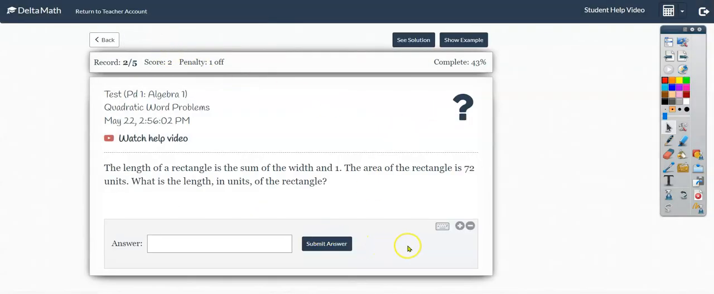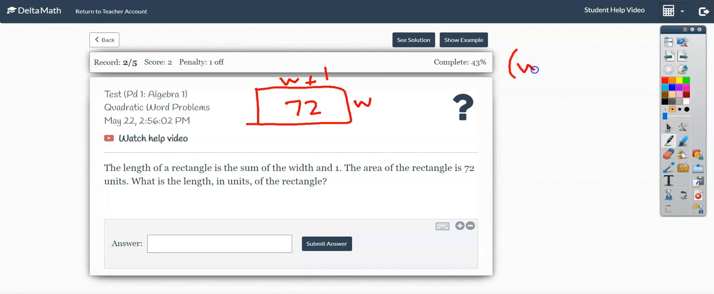One more time. Looks like we're back to our rectangles here. The length of a rectangle is the sum of the width and 1. So we don't know the width, but the length is the width plus 1. The area is 72. Again, we have that same 72. So it looks like we have an area of W times W plus 1 equals 72.